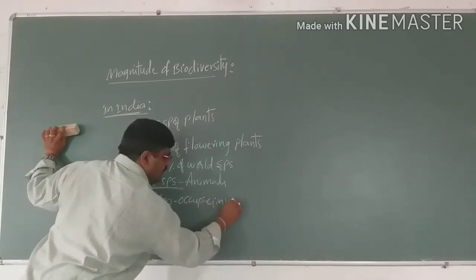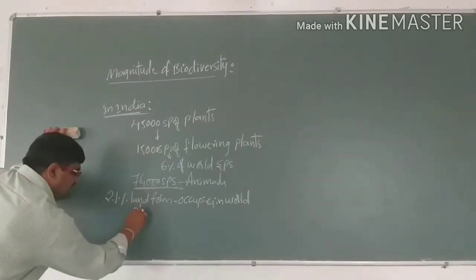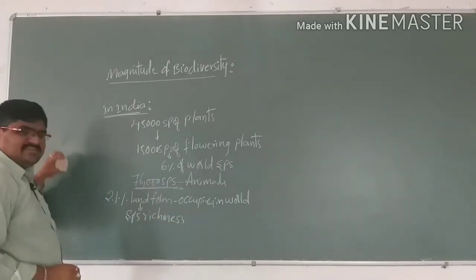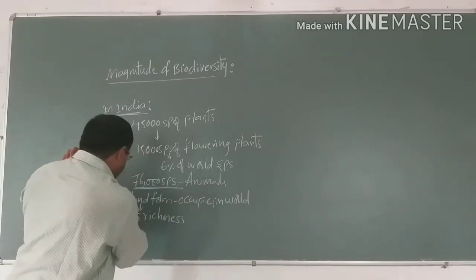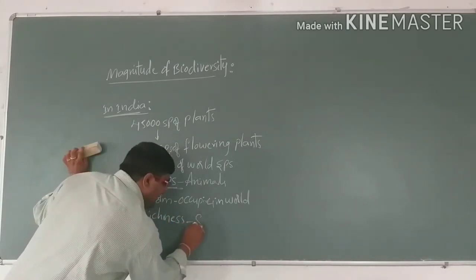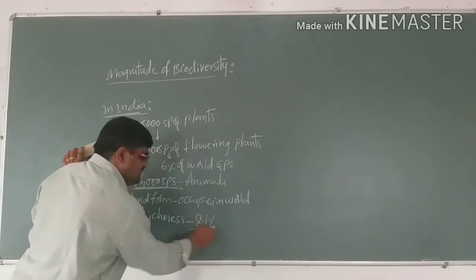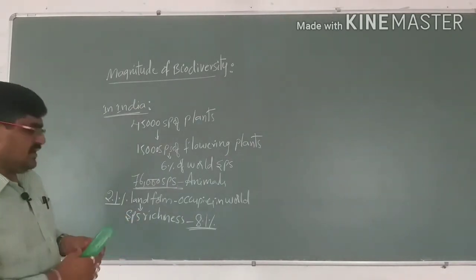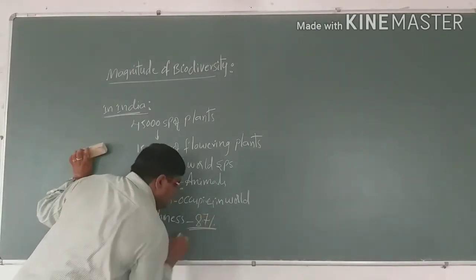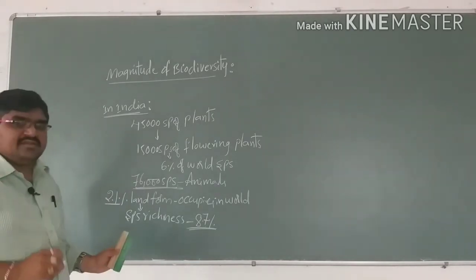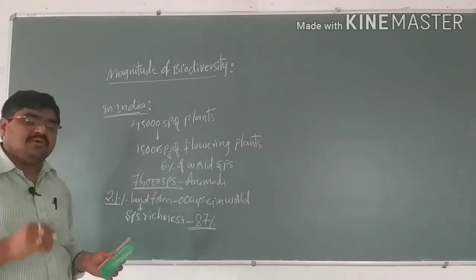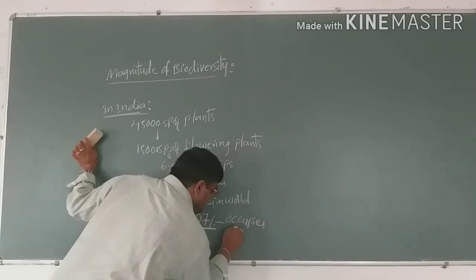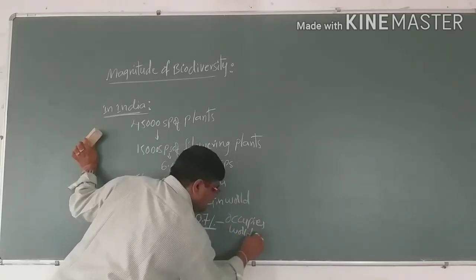But when coming to species richness, India, which occupies 2.1% of land, has 8.1, sorry, 8.7% of the world's species richness. That is nearly 9% of the world's species population.